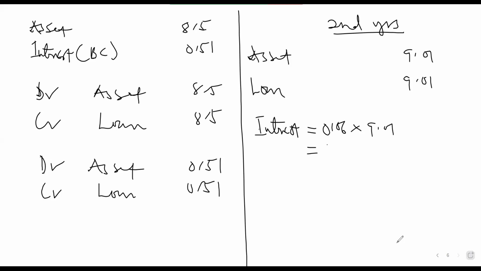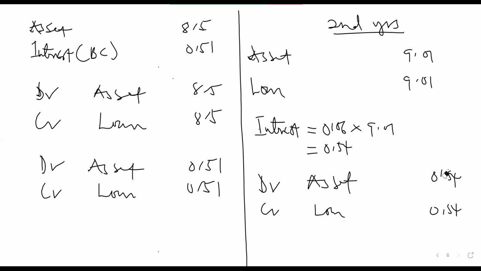0.54. Okay. So you now have an asset. You debit your assets, that will be 9.55. Is that correct? Yes. Okay. Then you now credit a loan of what? 9.55. You just credit them with the interest, so that if you add them, it will be 0.54.